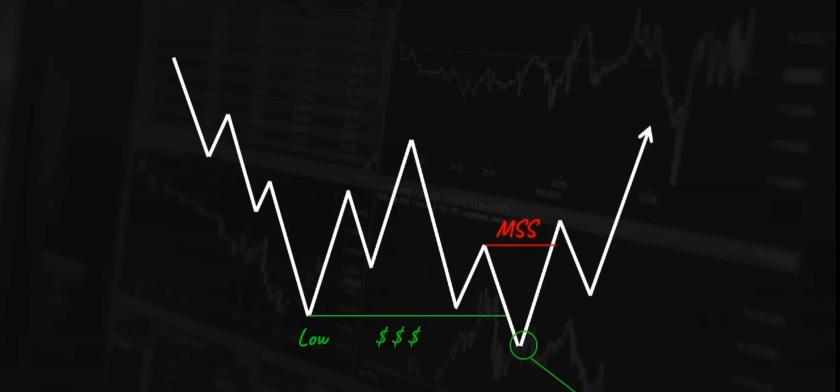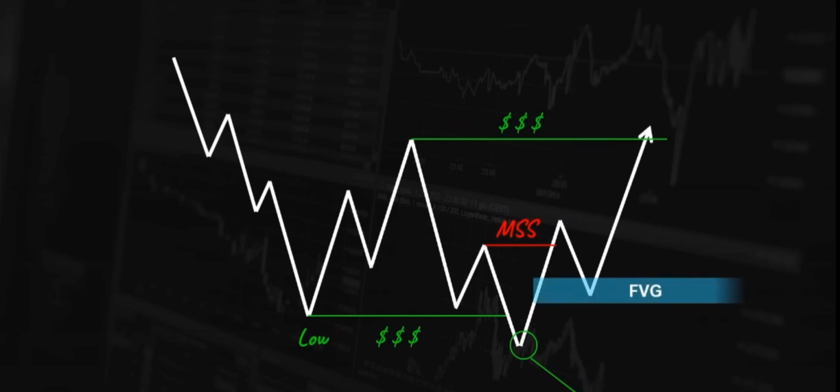This indicates that the algorithmic price delivery has swept the liquidity below the most important structure, which is the low of the day, deceiving traders who thought the price would continue to decline. After engaging the sell-side liquidity, smart money will target the buy-side liquidity, which is usually the high of the day. The final and crucial step is to identify the fair value gap as our entry area to go long.